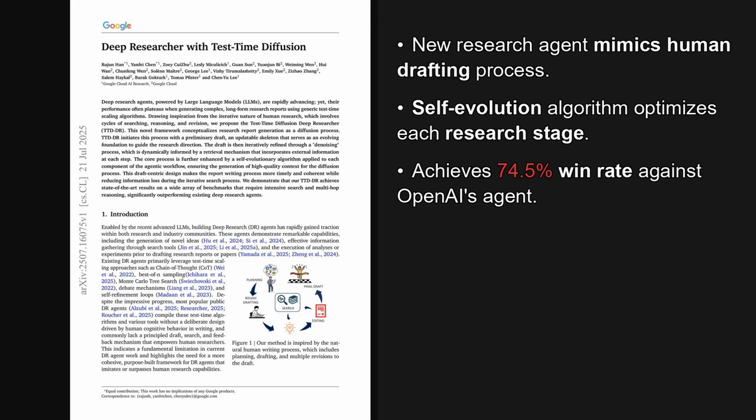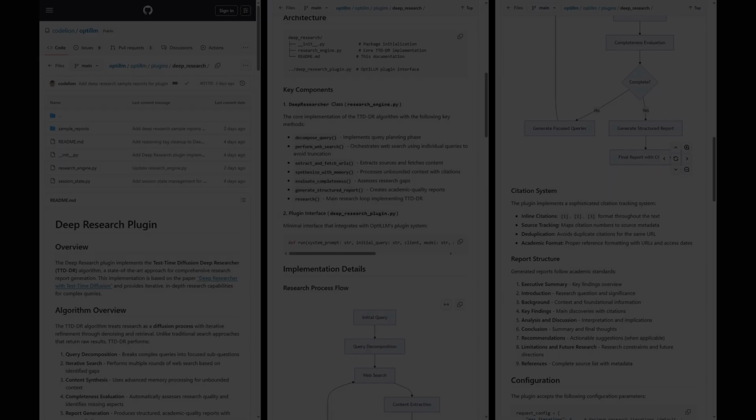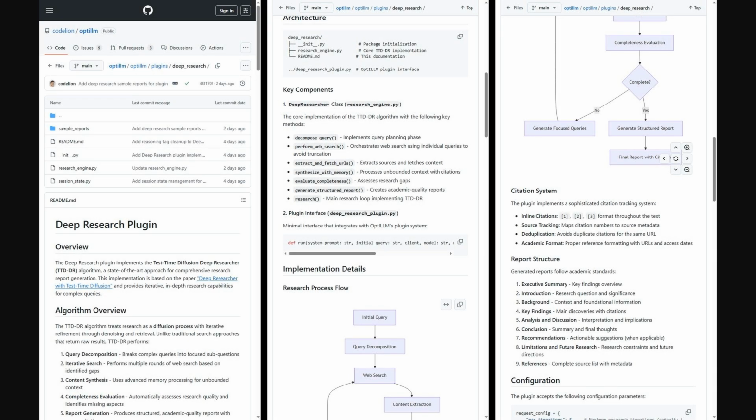The paper is titled Deep Researcher with Test-Time Diffusion, and as we'll see, its approach is directly inspired by how humans actually write and revise their work. The core idea is to treat report writing like a diffusion process, starting with a rough draft and iteratively refining it. Also, the authors shared their implementation on GitHub.